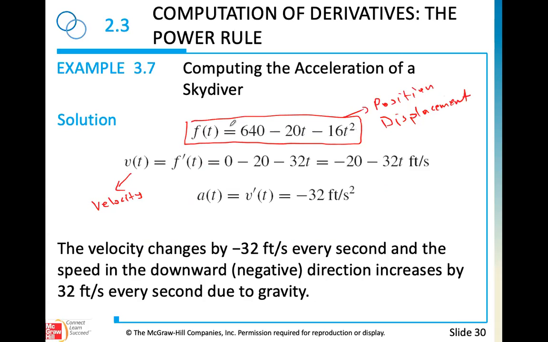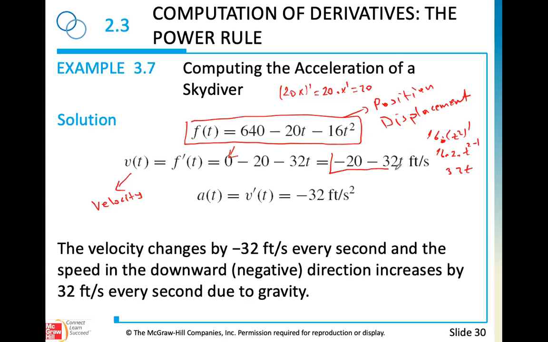The derivative of the position vector is called velocity. So, what is the derivative of 640? Since this is a constant number, the derivative is 0. And 16t squared: 16 is a constant number we take out, and the derivative of t squared gives 16 times 2 times t to the power of 2 minus 1, which is 32t.